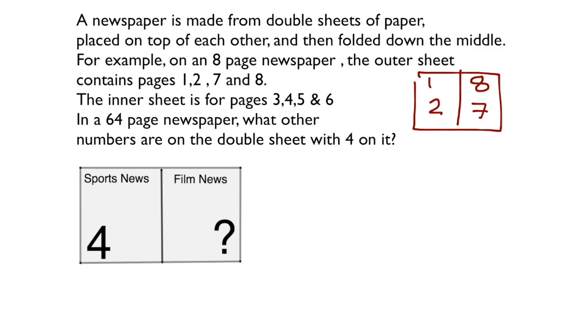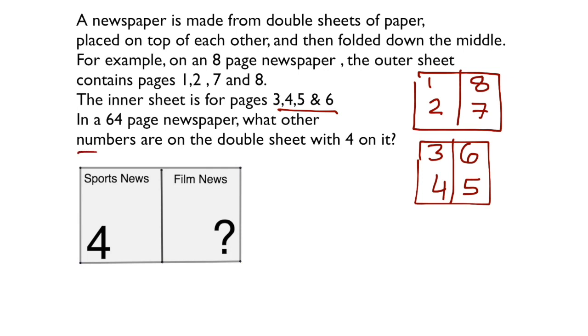The next sheet has 3, 4, 5, and 6. So number 3, and then number 4, and then opposite number 4 on the fold, you're going to have number 5 and number 6. So that 8-page newspaper is made out of 2 sheets. Okay, so let's try to have a go at the first question here. In a 64-page newspaper, what other numbers are on the double sheet with 4 on it?